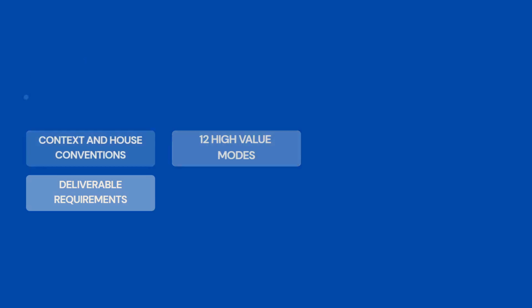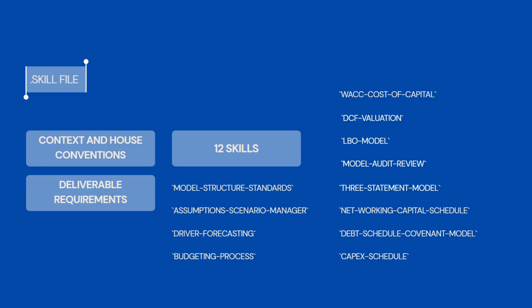To see the 12 skills, we will have model structure standard, assumption scenario manager, driver forecasting, budgeting process, WACC cost of capital, DCF valuation, LBO model, model audit review, three statement model, net working capital schedule, debt schedule, covenant model, and capex schedule. All these 12 things in one skill file, and we call it 12 skills in a single skill file. Let's move on to the PDF and understand what it actually has.